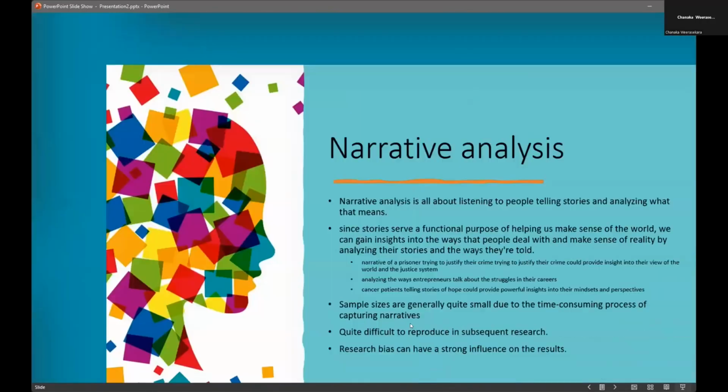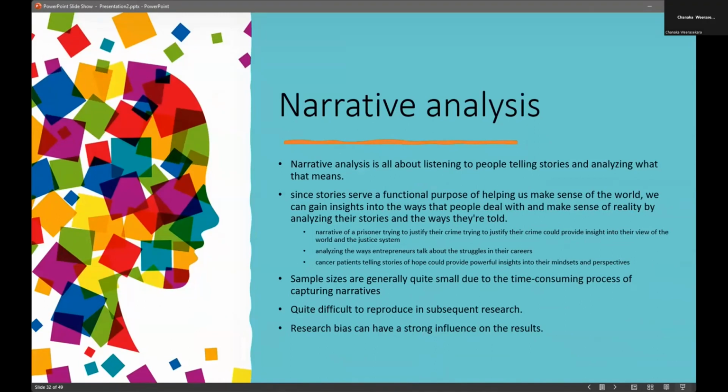The next analysis method I want to discuss is narrative analysis. Narrative analysis is best suited when you want to explain something related to stories, not just the story, but the way the story is being told. If the context is important, you can use it. I have given several examples here. For example, the narrative of a prisoner trying to justify his or her crime could provide insight into their view of the world and the justice system.